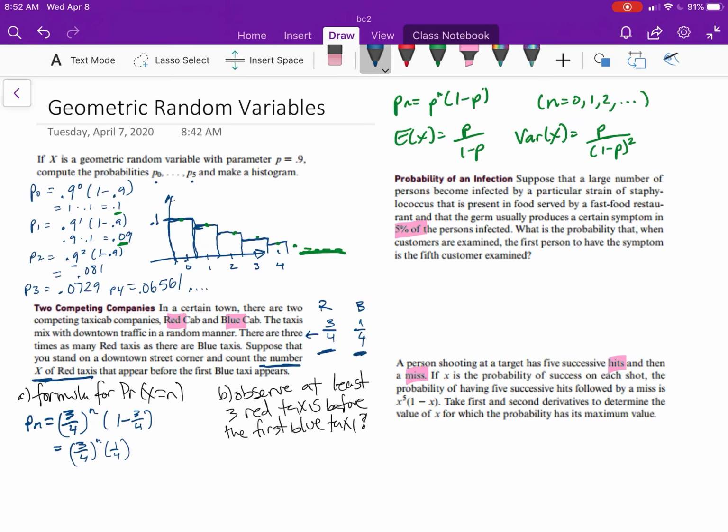All right. So B. What's the probability of observing at least 3 red taxis before the first blue?